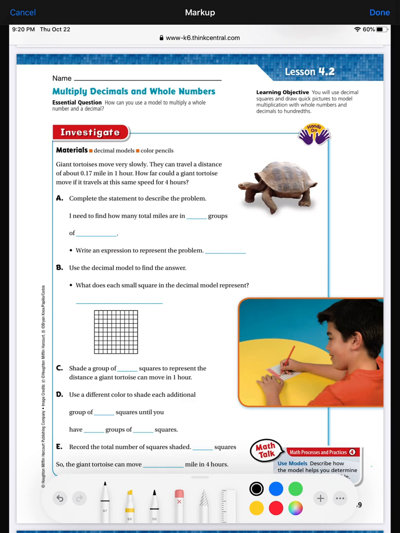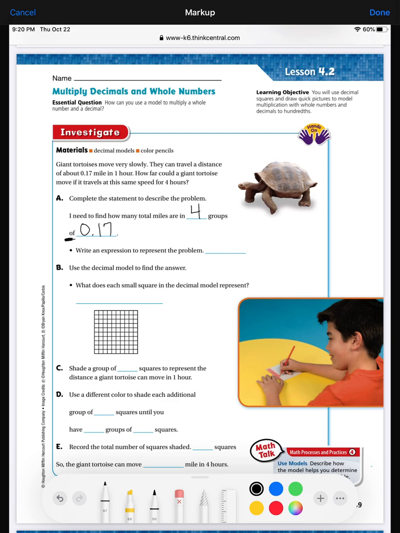Okay, so we're going to look at part A, and we're going to complete the statement to describe the problem. So I need to find how many total miles are in 4 groups, because there's 4 hours that we're talking about. 4 groups of 0.17. Now, in yesterday's lesson, I told you that magic word of means something in math. Anytime you see the word of in math, you are going to automatically think of multiplication. I promise you, it'll make your life a million times easier, okay?